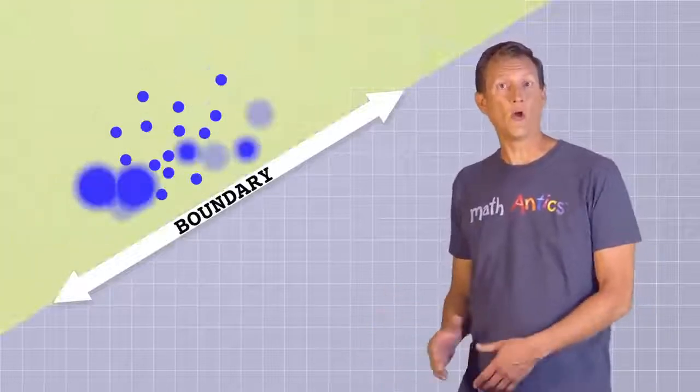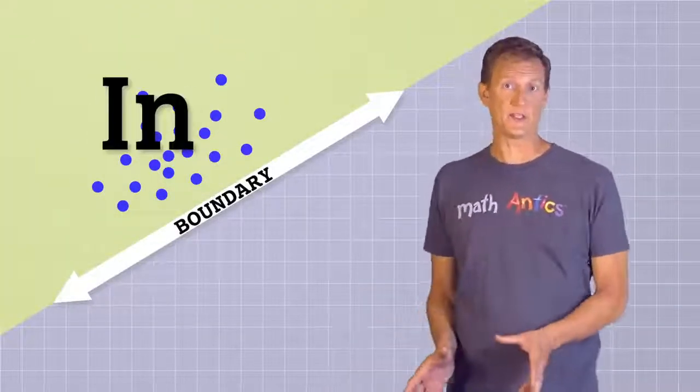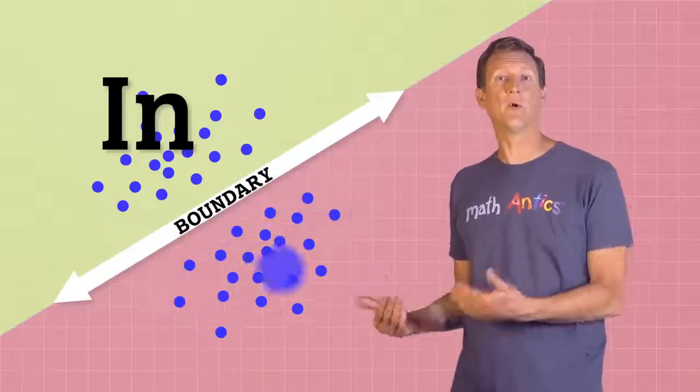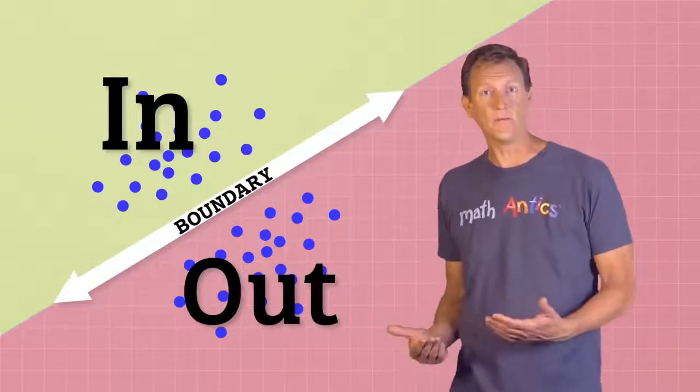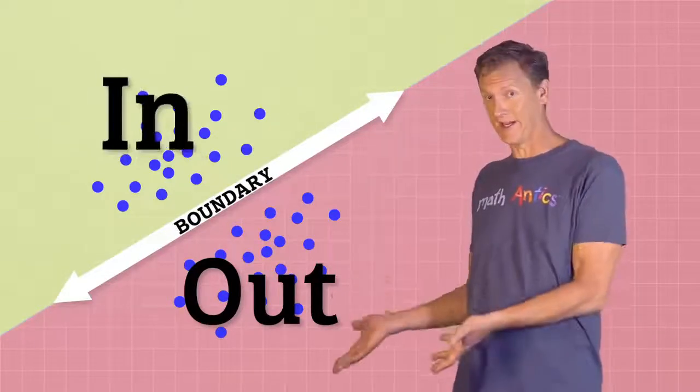On one side of it, all the points are definitely in the solution set. And on the other side, all of the points are definitely outside the solution set. As for the boundary itself, the question becomes, is the line in or out?